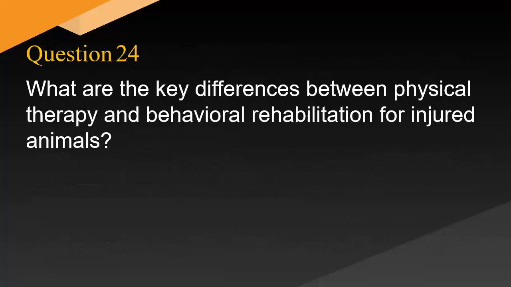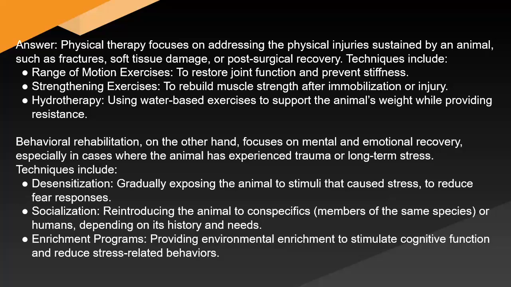What are the key differences between physical therapy and behavioral rehabilitation for injured animals? Answer: Physical therapy focuses on addressing the physical injuries sustained by an animal, such as fractures, soft tissue damage, or post-surgical recovery. Techniques include range of motion exercises to restore joint function and prevent stiffness, strengthening exercises to rebuild muscle strength after immobilization or injury, hydrotherapy, using water-based exercises to support the animal's weight while providing resistance.